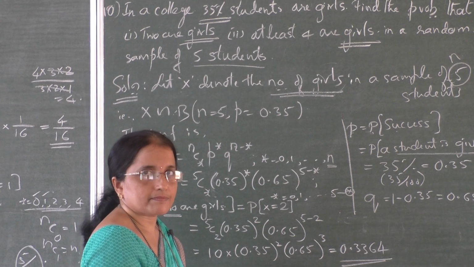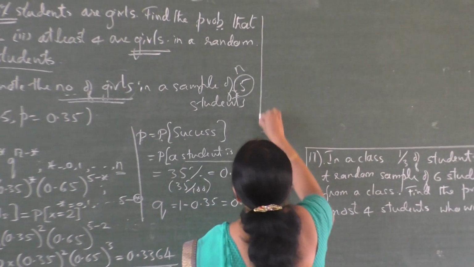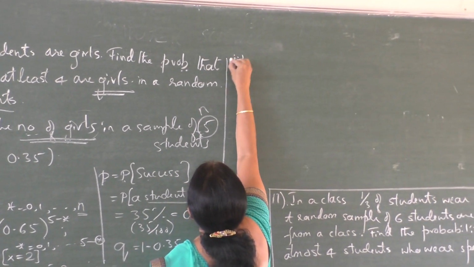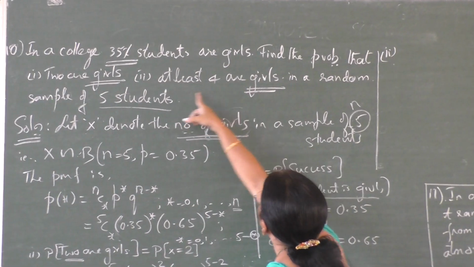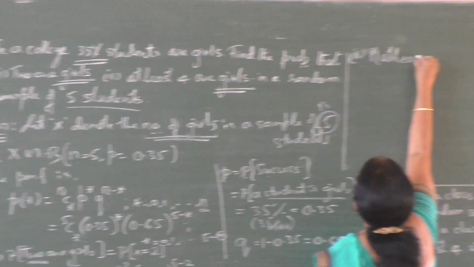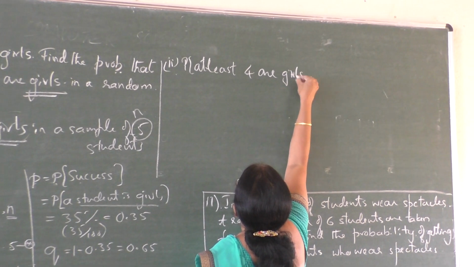Next, one more part is remaining. That is the second part: probability of at least 4 are girls.